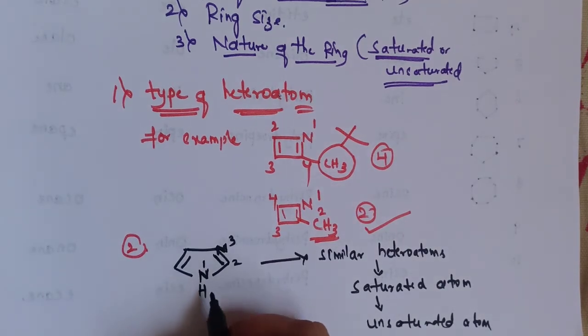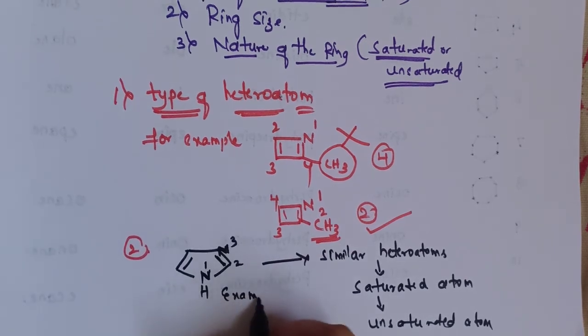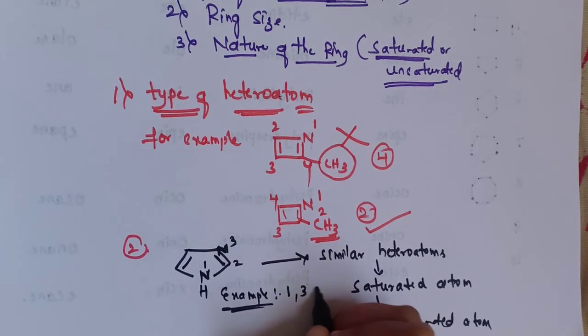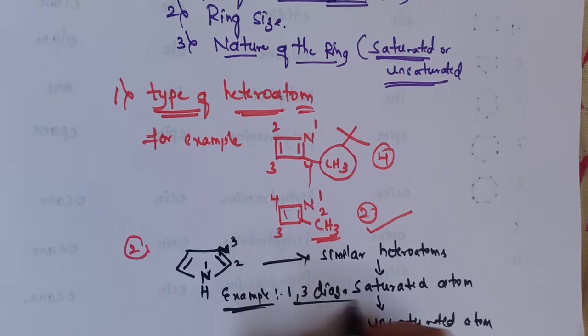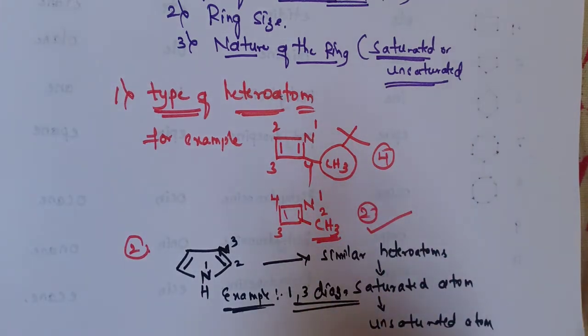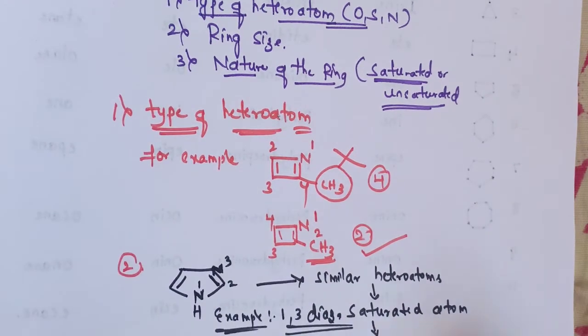Okay, let's try to name it. We already know, just for example, the prefixes are like this. Let's name the prefixes, that is 1,3-diaza. That's it. These are just the prefixes. When substituents are present, we should name it with the lowest possible number, and for this also we should consider whether a saturated or unsaturated atom is present. Here we have now seen the case of similar heteroatoms.